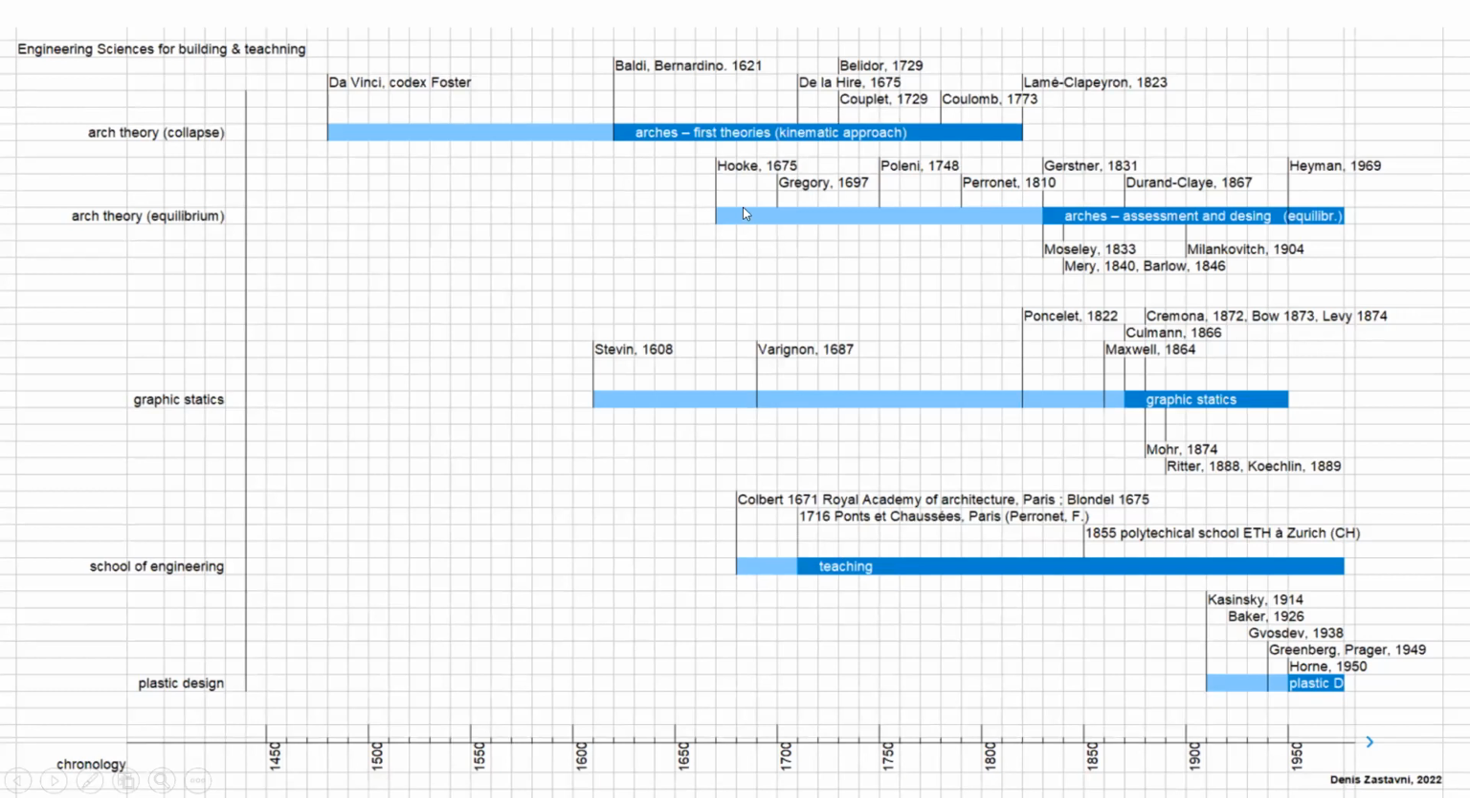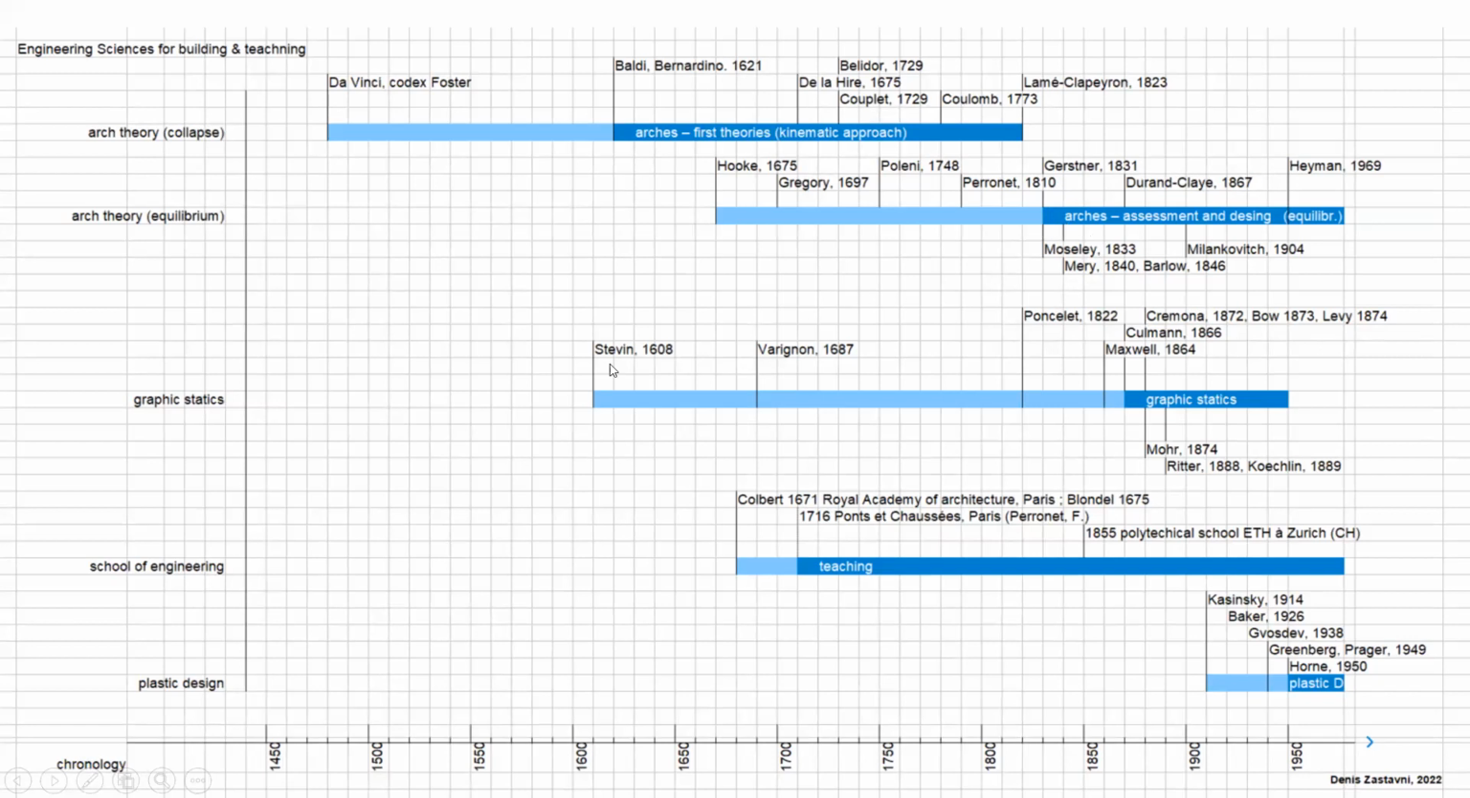The first one will be Hooke, then you will have work from Gregory and Poleni, this famous analysis on the arches from Rome that we'll be presenting later, to arrive at proposals from Gerstner, Moseley, and Méry. Gerstner in 1831 in Germany, Moseley in 1833 in England, and Méry in 1840 about the thrust line theory. And a link will be made with Méry and Barlow to graphic statics and the use of the funicular polygon. So you see that the technique exists at the beginning of the 19th century.